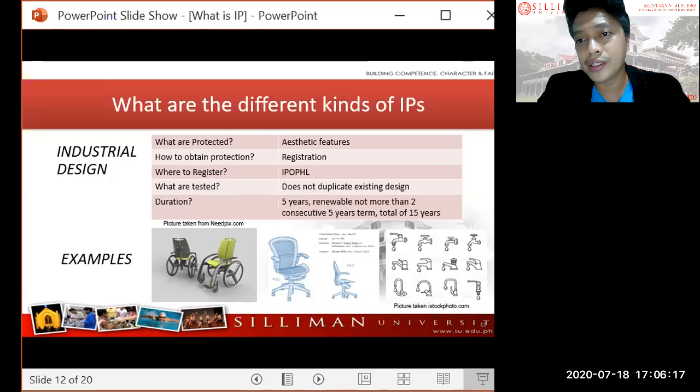A good example is a wheelchair. The wheelchair's function is to help move a disabled person from one place to another, so if the aesthetic design is changed, that design is protected by industrial design. You can see there are several chairs and different designs of sinks. Basically they have similar functions, however the aesthetic features are different. Therefore, it is considered to be industrial design.